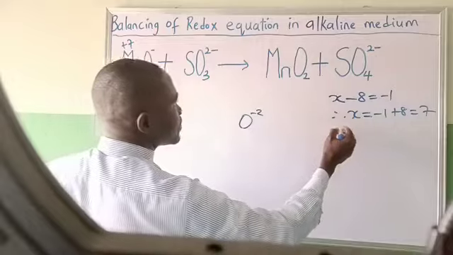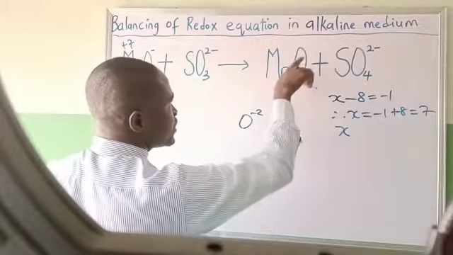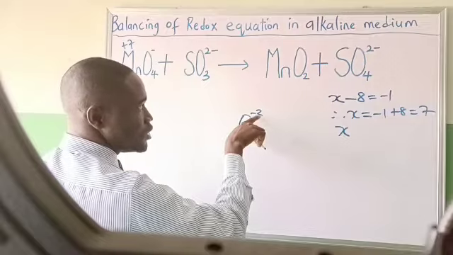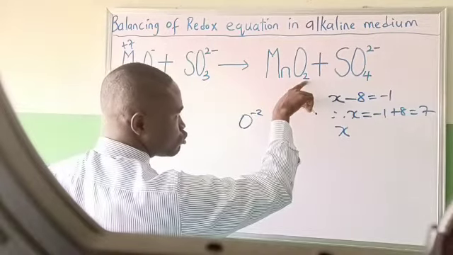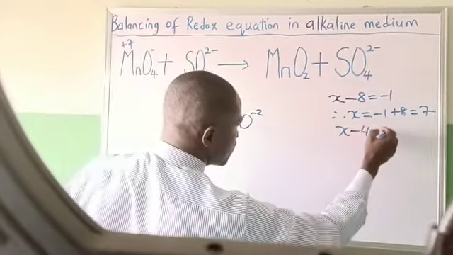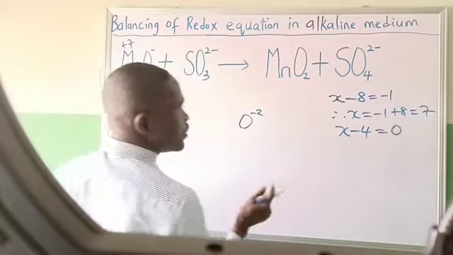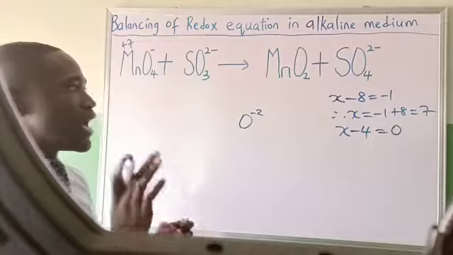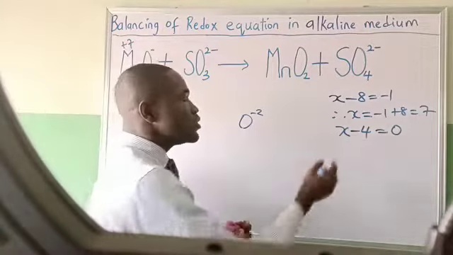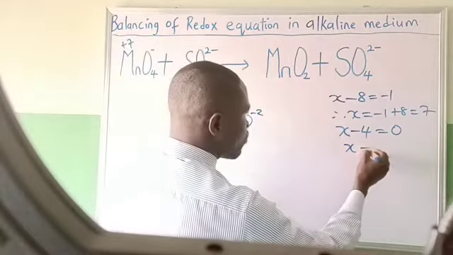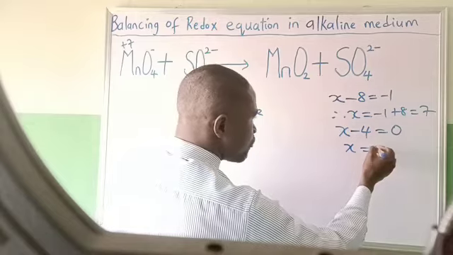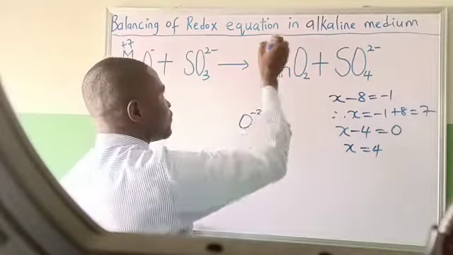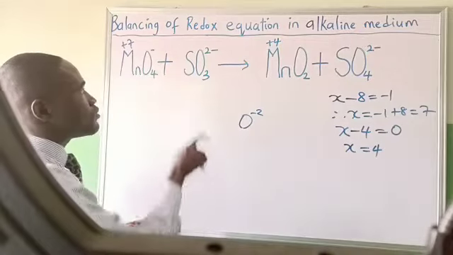Come to this. X, oxygen is -2 as oxidation number or valency or charge. -2 times 2 is -4, equal to what? 0. Because the oxidation number of any compound is said to be 0, then X is equal to what? 4. Manganese is 4.